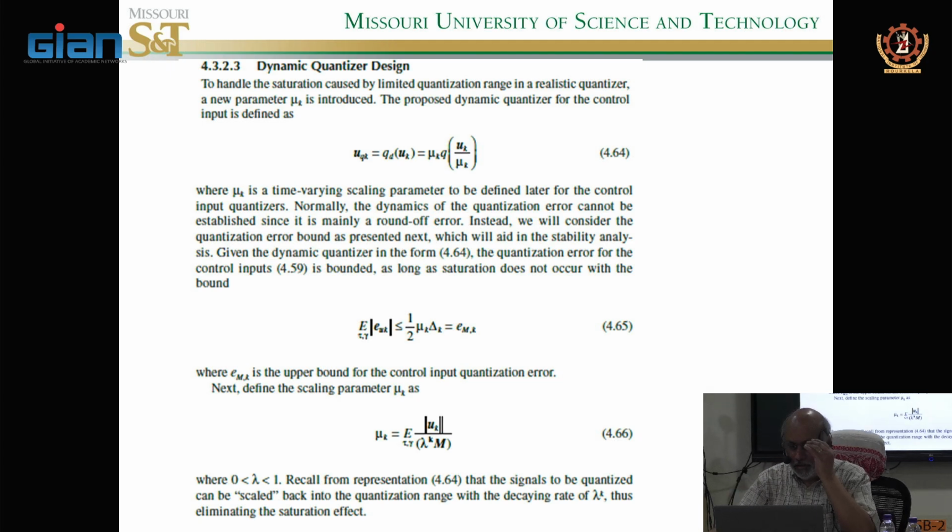So we have the zoom parameter, and there's an error, and that error is given by this term, is bounded, and the scaling parameter mu of k is defined as expected value of absolute value of uk over lambda. So lambda is between 0 and 1. So the signals to be quantized can be scaled back into the quantization range with a decaying rate of lambda^k. So this is why you have these equations, 4.64, 4.65 and 4.66. So those three equations, what that does for the dynamic quantizer, they push the values outside the range into the inside the range, so there won't be any saturation.